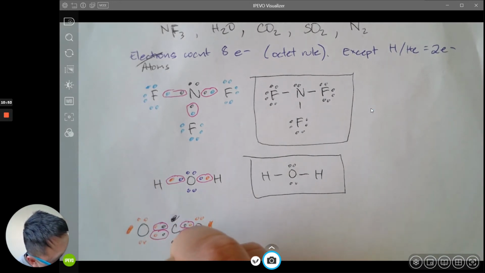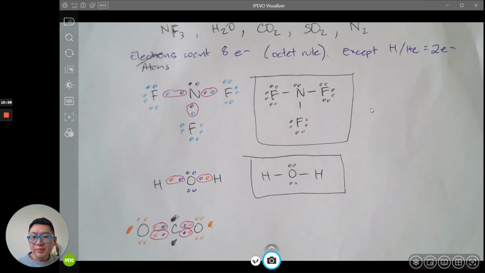Let's share 2 pairs of electrons on both sides. Now oxygen on the left has 2, 4, 6, 8. Oxygen on the right has 2, 4, 6, 8. Carbon in the middle, 2, 4, 6, 8. Everything has 8. In case you were wondering, did you just add electrons? No, I didn't. Oxygen was group 6 on the periodic table, so you see the 6 orange dots for each oxygen. Carbon was group 4, those 4 black dots. So you're just sharing until everything has 8.